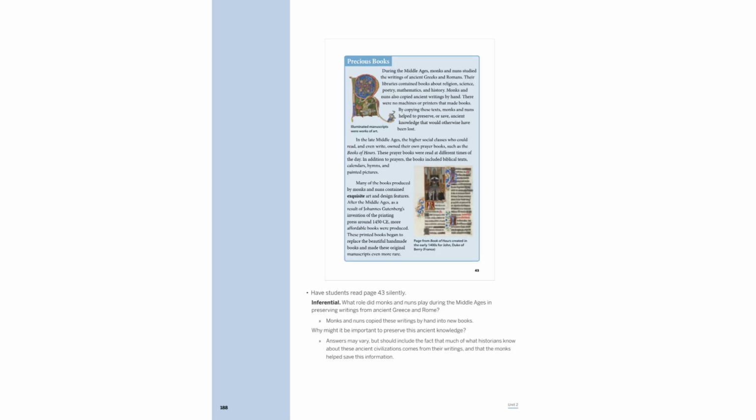Monks and nuns played a crucial role in preserving ancient Greek and Roman writings during the Middle Ages. They meticulously copied texts by hand, safeguarding knowledge in religion, science, poetry, and history. These efforts ensured that vital information was not lost, providing historians with insights into ancient civilizations. Their work laid the foundation for future learning and cultural preservation.